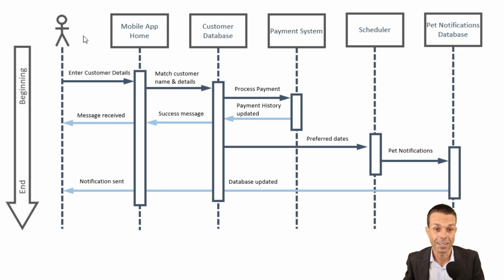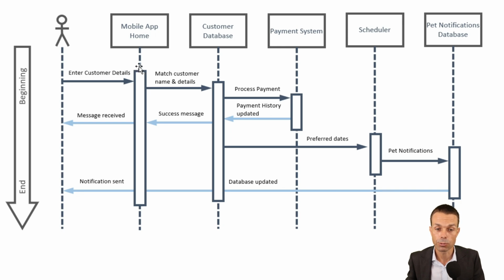So our example here is our customer enters their details into the mobile app home. And you can see we're describing different parts of the system here that the information might flow through, or even different systems that interact together. So this is where we start to look into more of the technical side of things. It goes into the customer database, their name and details, and then they process the payment with the payment system. So this could be part of the overall system or a different system itself that's connected. Then that information goes back to a message to the customer. So you can see how it flows.